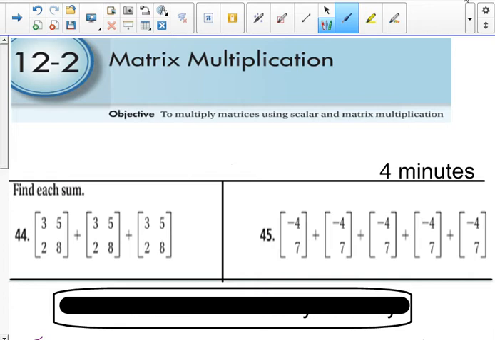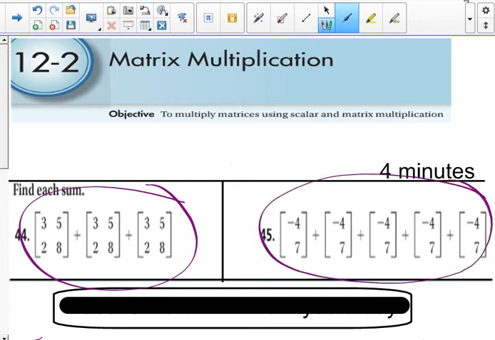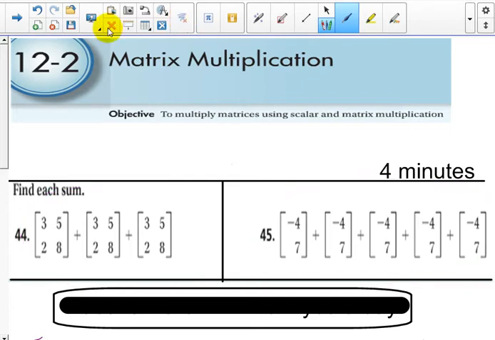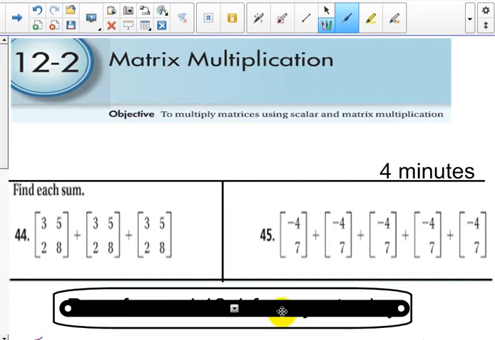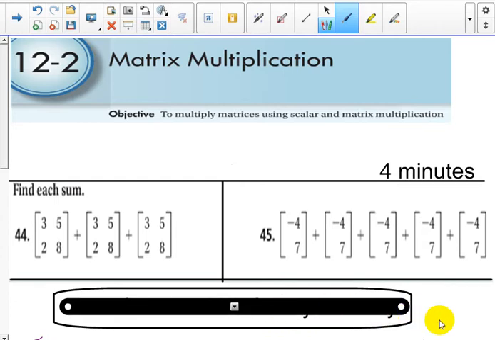Okay, so this is 12.2 about matrix multiplication, and we're starting off the assignment by finding each sum of these three matrices on the left and these 1, 2, 3, 4, 5 matrices on the right. So I want you to think about how would you do that and give it your best shot. And we'll come to this in just a minute.